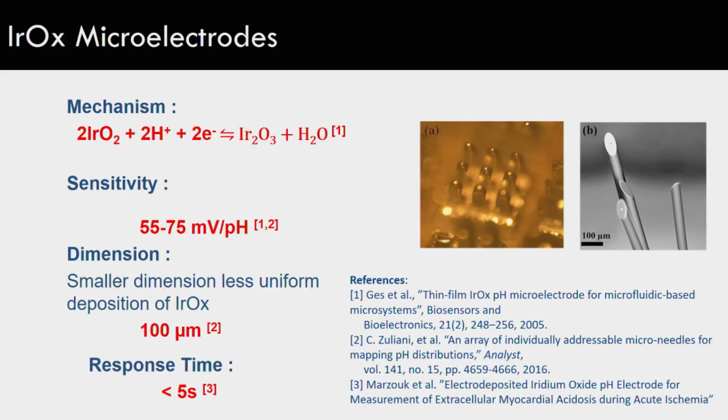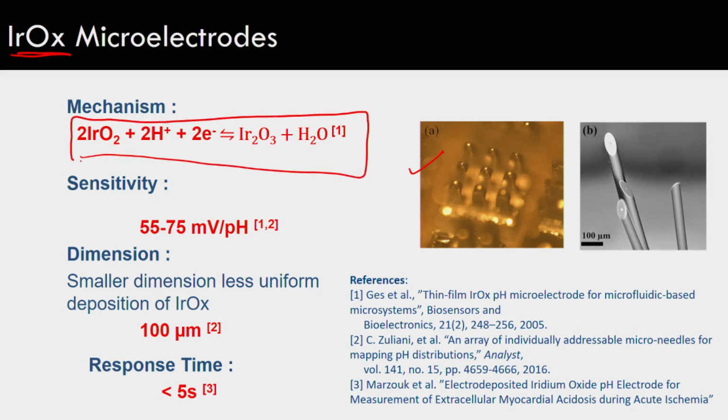In this one, we use iridium oxide microelectrodes. These iridium oxide pH electrodes are very good pH electrodes, and easy to implement as well. We will tell you the method of how to implement it in the lab. This is a gold coated microneedle sensor array, which we have functionalized with iridium oxide. So this is the sensing mechanism. I think Sanjeev will be better able to explain this.